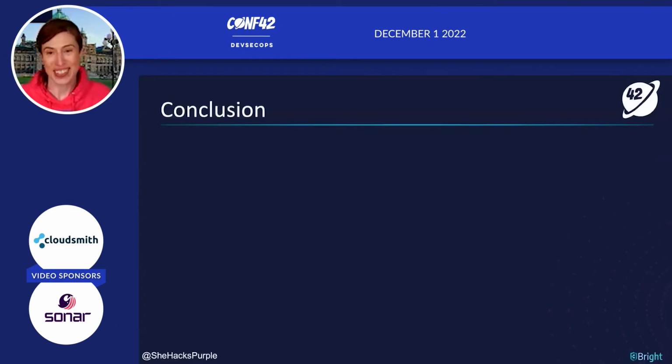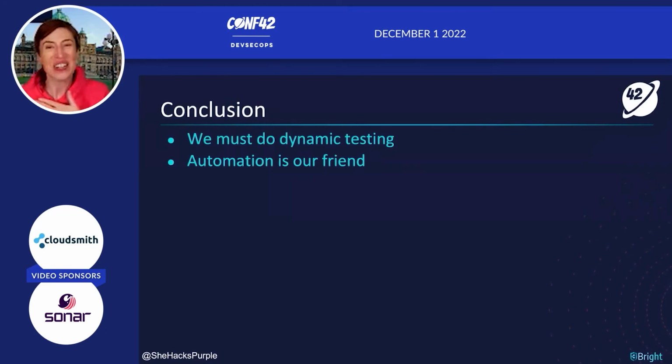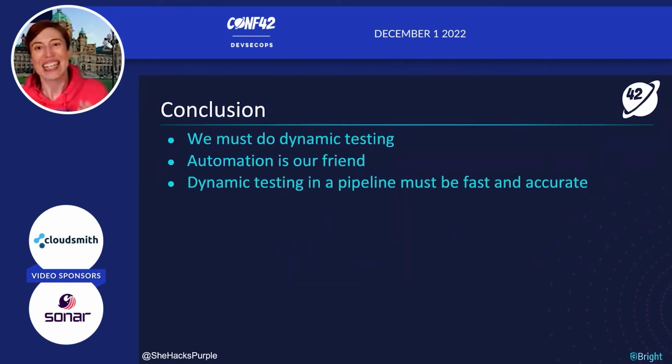Okay, so conclusion. It's really important if you're going to put an app on the internet that you do security testing. Dynamic security testing is where I would start. I would like it if you also did it. Automation is all of our friends. Whatever we can do to automate more stuff, our life is better. Dynamic testing in a pipeline must be fast and it must be accurate.